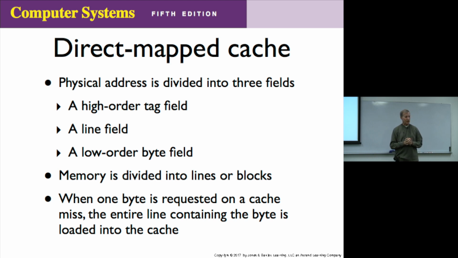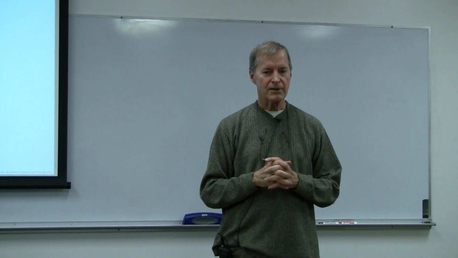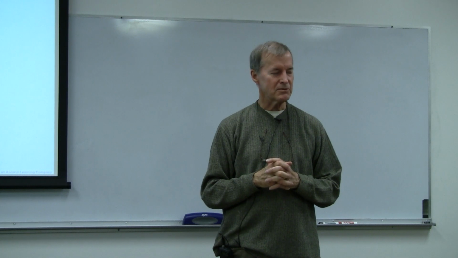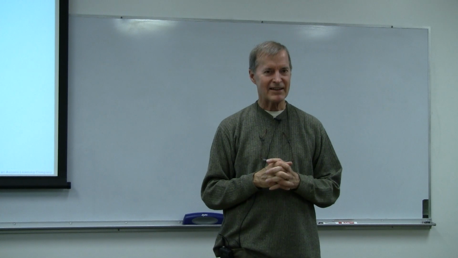Okay, there is a high order tag field, a line field, and a low order byte field. You guys have all had data structures, right? And do you guys remember the hash table? What happened in a hash table? How does a hash table work? You remember we would store it based on a hash function.